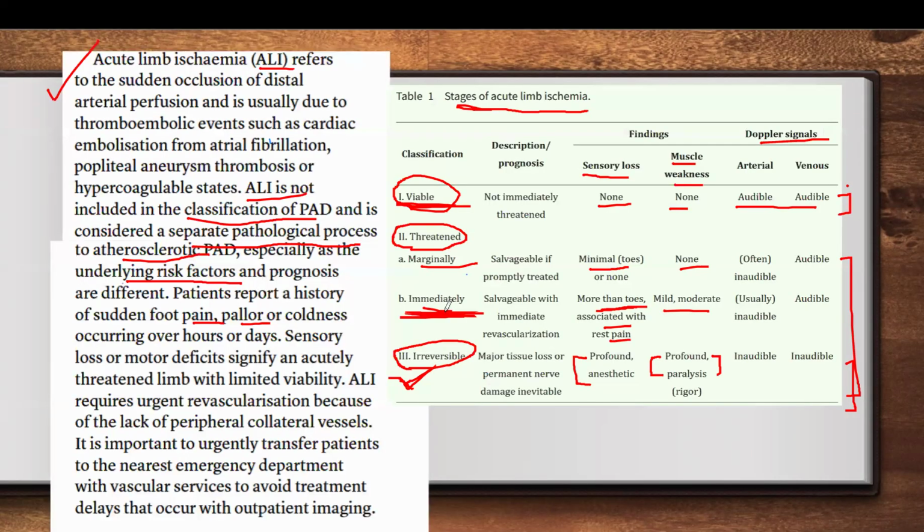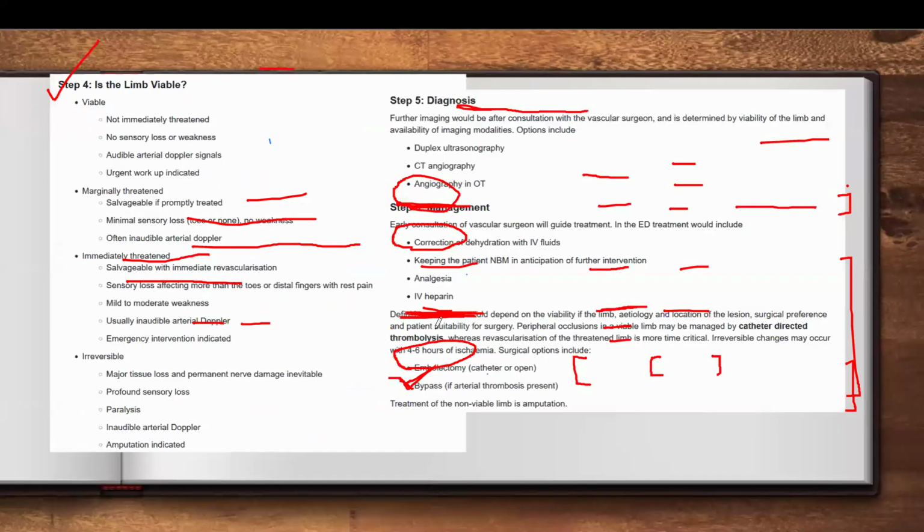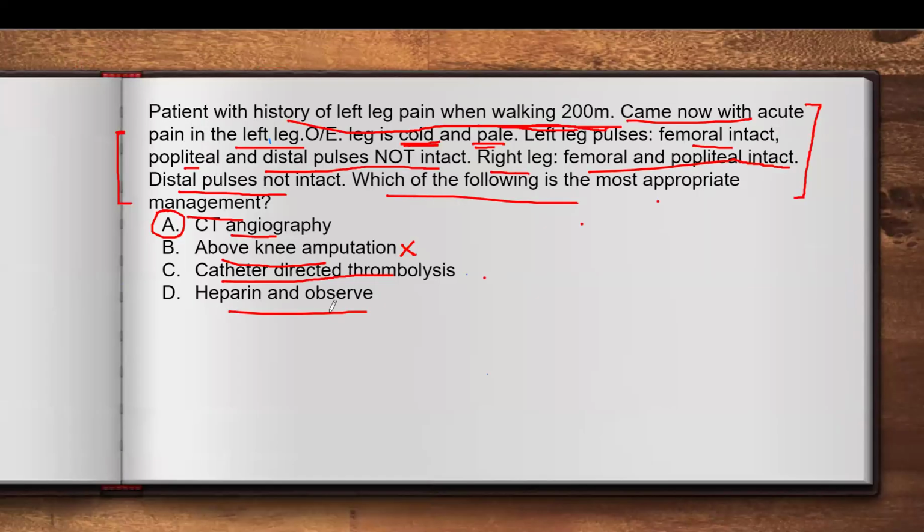If the limb is immediately threatened, okay, and heparin and observe, they are asking about the most appropriate treatment, not the initial one. If it was initial, we would go with heparin. But again, in this option, observing is not the right treatment. Even after you have given the heparin, you need to have some definitive treatment, because this is acute limb ischemia and this is an emergency.